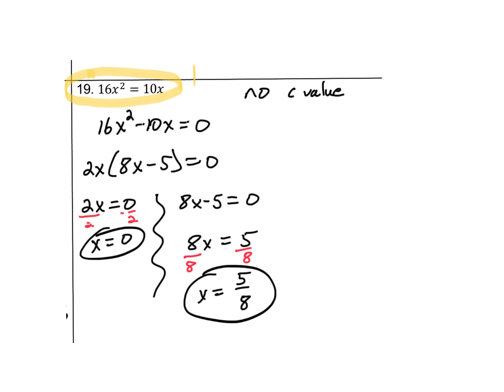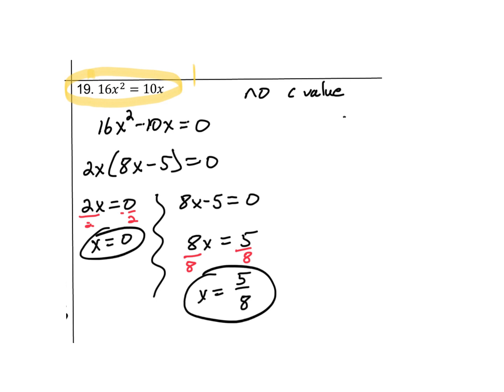In this review lesson for the Unit 5B test, we're going to be looking at solving some quadratic equations that are not trinomials. They're not in the form of ax squared plus bx plus c. So this first one, number 19 that I'm working on, 16x squared equals 10x. You can see right here I wrote that there's no c value.